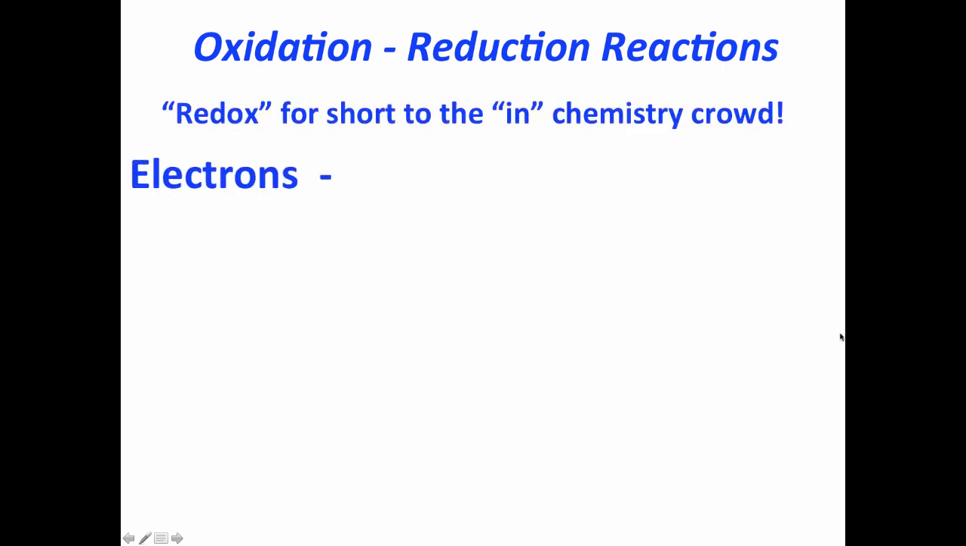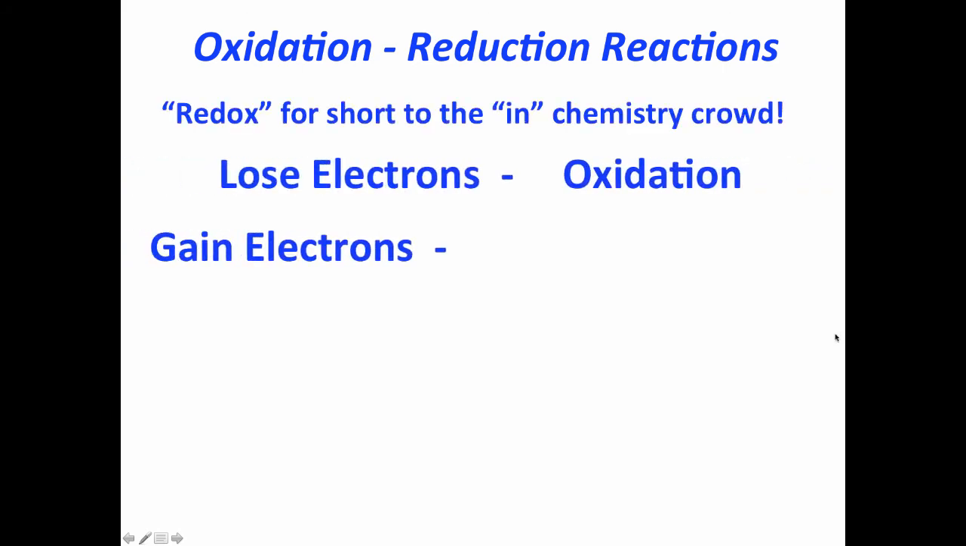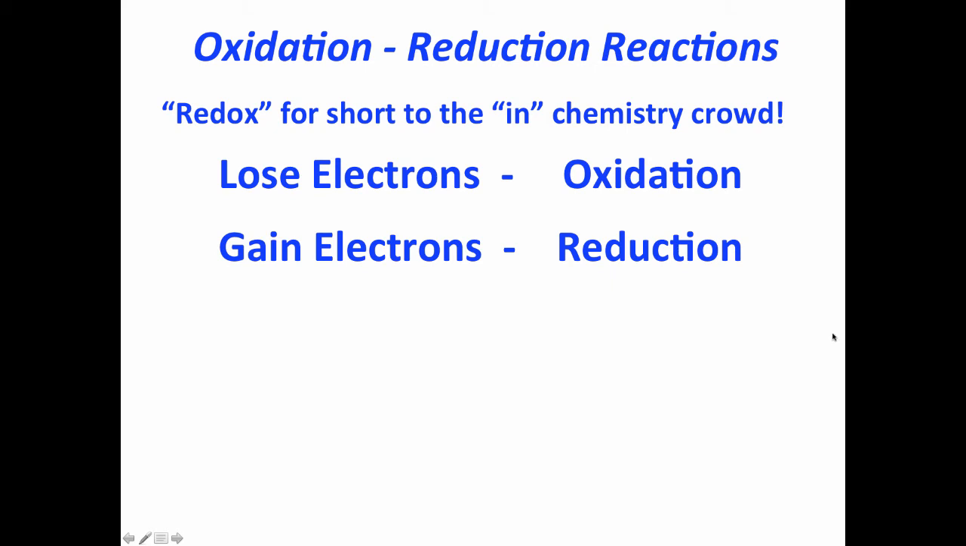So, a couple things to note about oxidation reduction. If you're part of the cool in crowd, you can call it redox for short. And oxidation is losing electrons. Reduction is gaining electrons. And it's really easy to get this backwards, so it's always good to have some sort of a mnemonic device or some way of remembering. And there's different ways to do this.